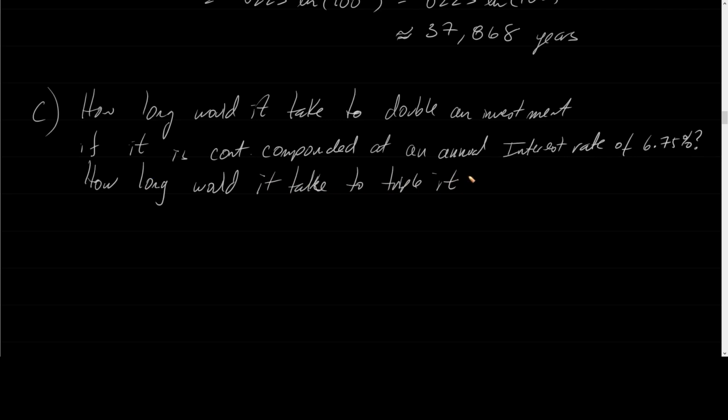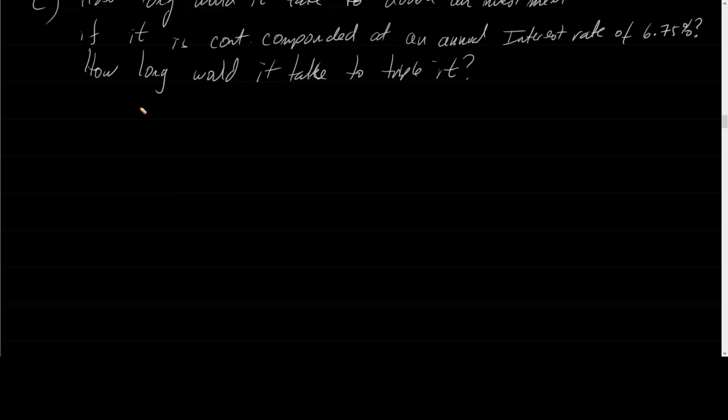All right. So I'll read the question again. It says, how long would it take to double an investment if it is continuously compounded at an annual interest rate of 6.75%? How long would it take to triple it? All right, so first let's look at the doubling.